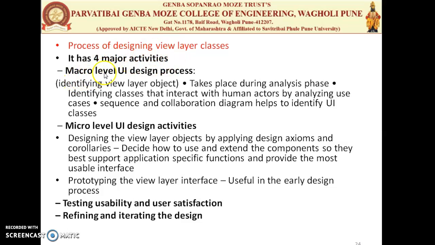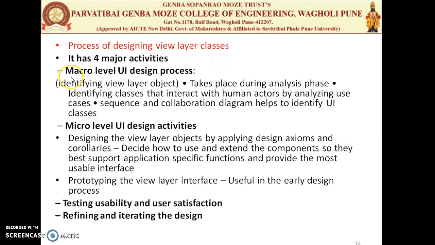The first is the micro level UI design process, that is to identify the view layer objects. This is also called identifying the view layer objects. So, micro level UI design process. Second is micro level UI design activities. So the activities which will take place while designing at the micro level. Third is testing the usability and user satisfaction. So you need to test the usability and user satisfaction. And fourth one is to refine and iterate the design. So these four activities are the major part of designing view layer classes.